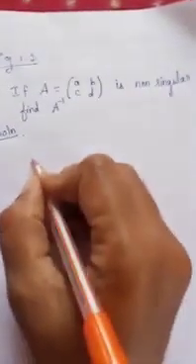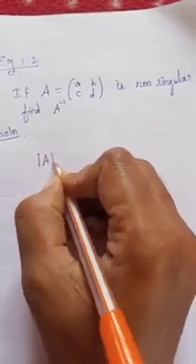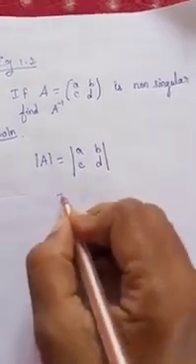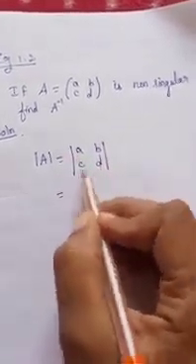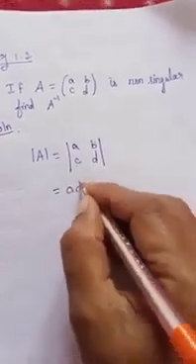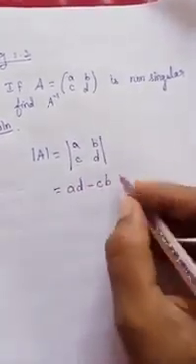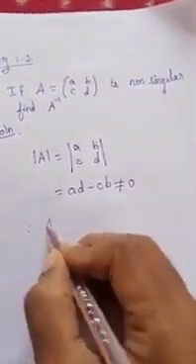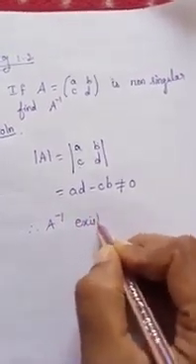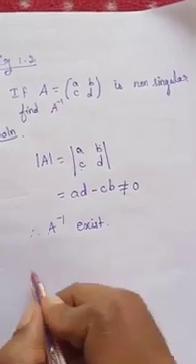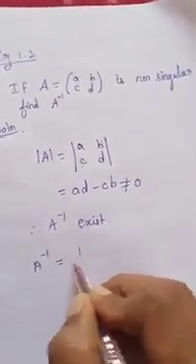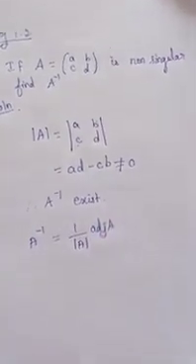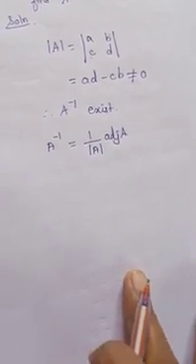Anyway, we can find it out. Determinant A first. Determinant A is equal to the determinant of [A, B; C, D]. How to find it? The determinant, we know, is the product of the main diagonal minus the other diagonal, that is AD minus CB. Since they have given that it is non-singular, this value is not equal to 0. Therefore, we can say A inverse exists. And what is the formula to find A inverse? Just as we learned before, that is 1 by determinant A into adj A. So determinant A we have found out. Now we need to find what adj A is.